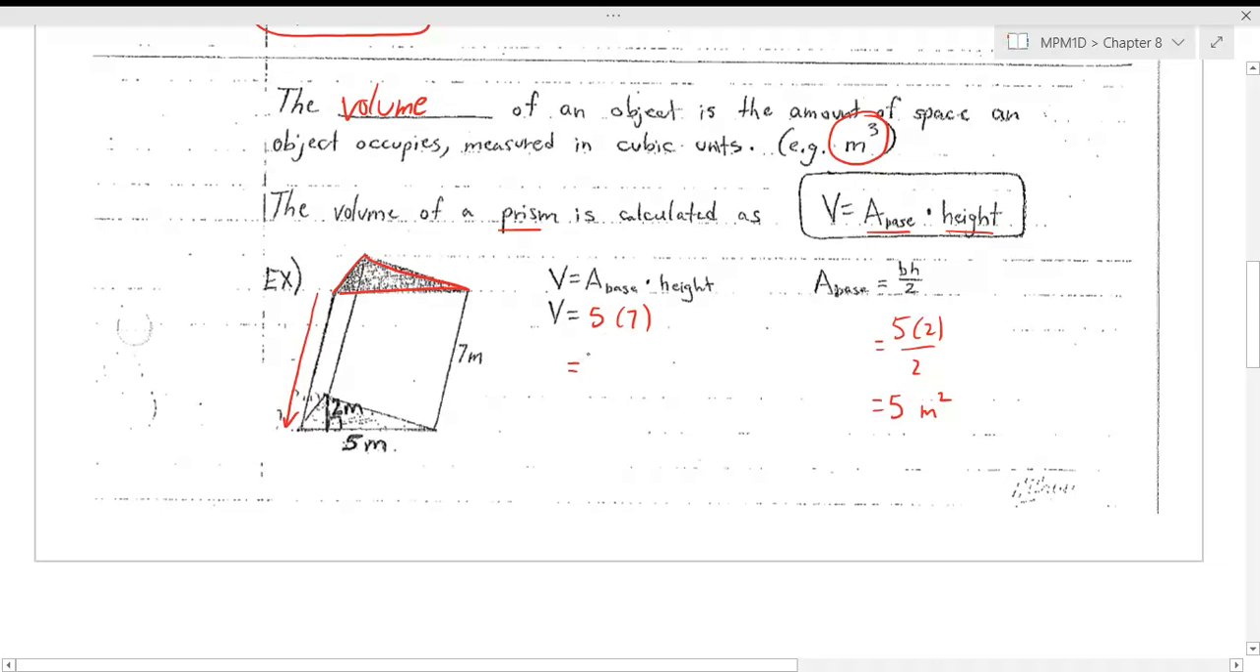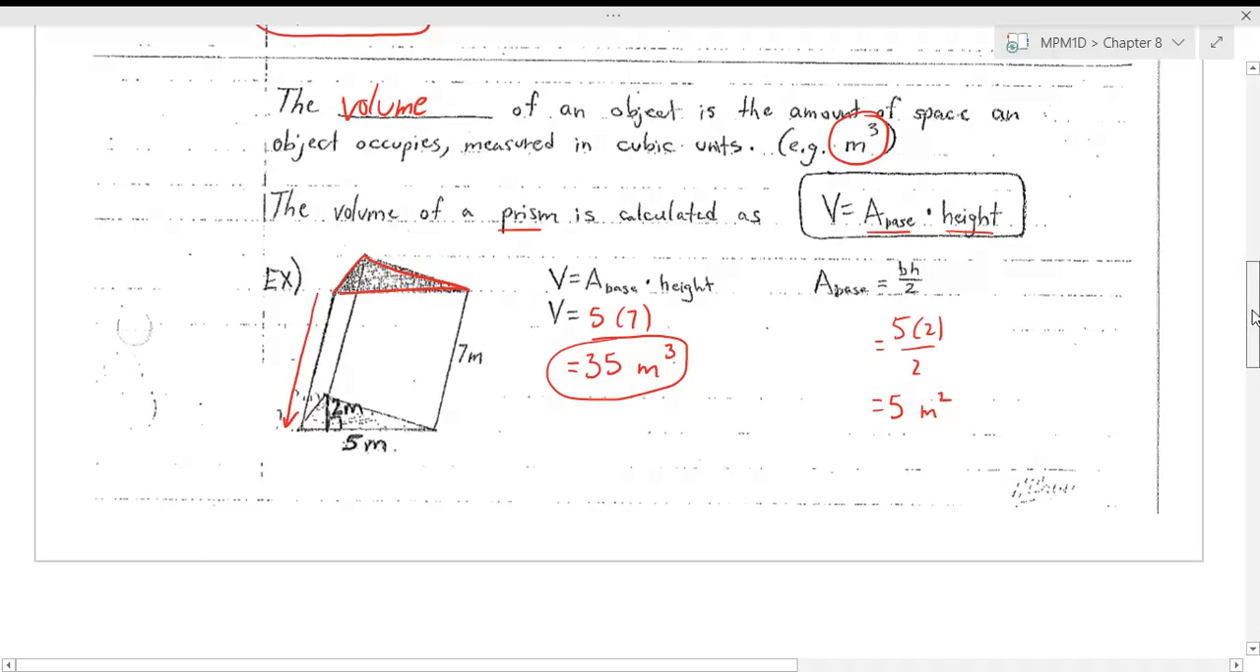5 times 7 is 35. And then that's in meters, but it's in meters cubed. So that's volume, right? And this kind of makes sense if you think about it. If we were to plug units in here, this would be 5 meters base times 2 meters height, and that meters times that meters becomes meters squared. And then here we've got 5 meters squared times 7 meters, and meters squared times meters is meters cubed. So I know we don't put units in our formulas when we're solving, but maybe that kind of helps it make sense a bit for you guys there.